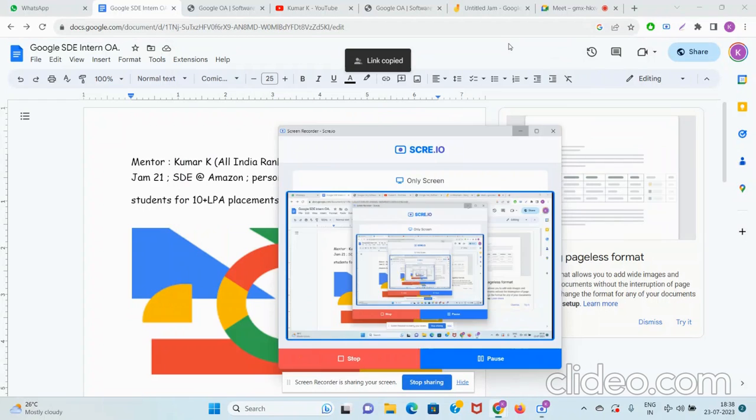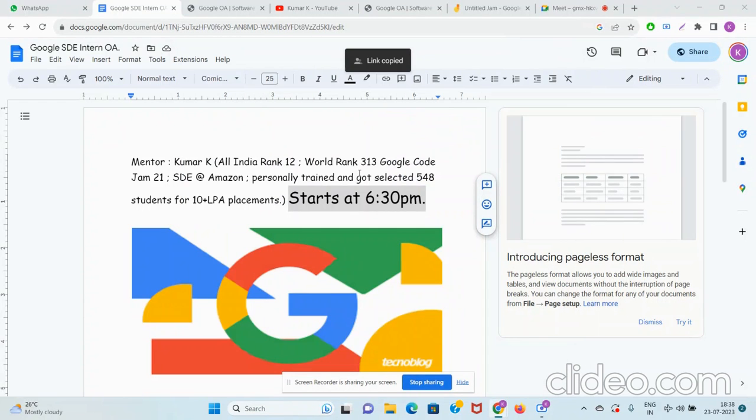So, guys, with the name of God, Ram Ram, today we are going to solve a very interesting problem which was asked 1 to 2 days ago in the Google Online Assessment for Software Engineering Intern. This online assessment was held in many top colleges of India.